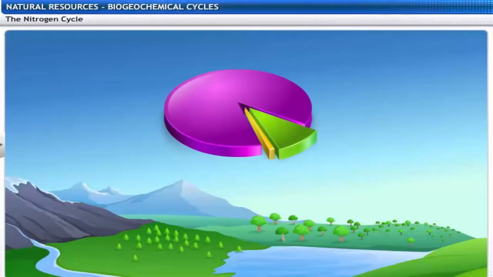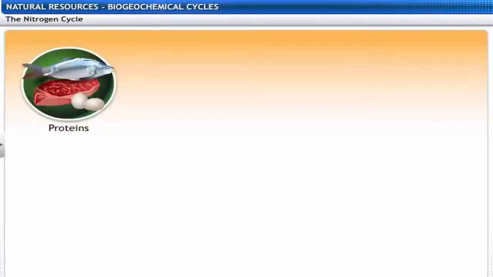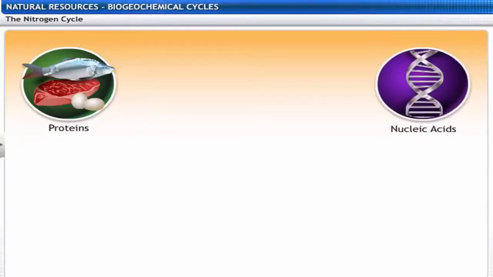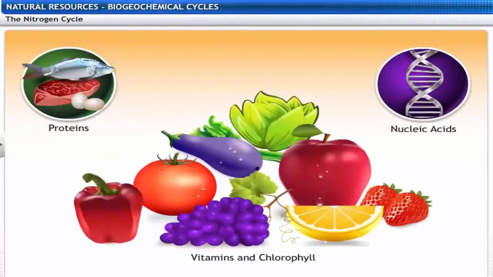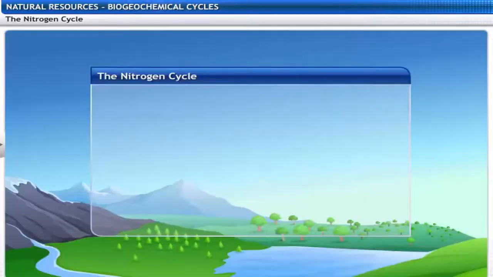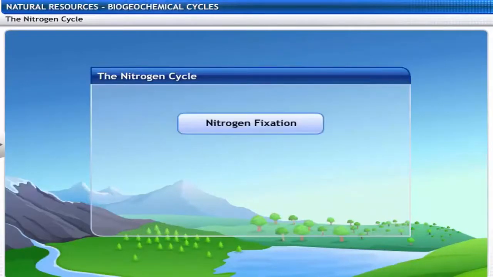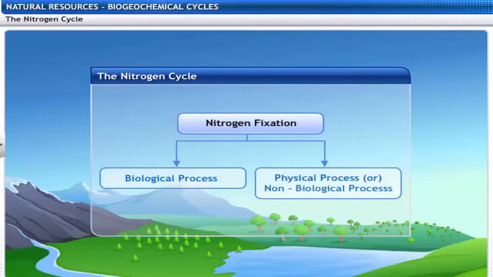Let's now look at an element that makes up 78% of the atmospheric air. Nitrogen is an essential constituent of proteins, nucleic acids like DNA and RNA, vitamins and chlorophyll. This makes nitrogen an essential nutrient for all life forms. Interestingly, most living organisms cannot use nitrogen directly. So, it needs to be converted into usable forms by fixation, either biologically or physically.